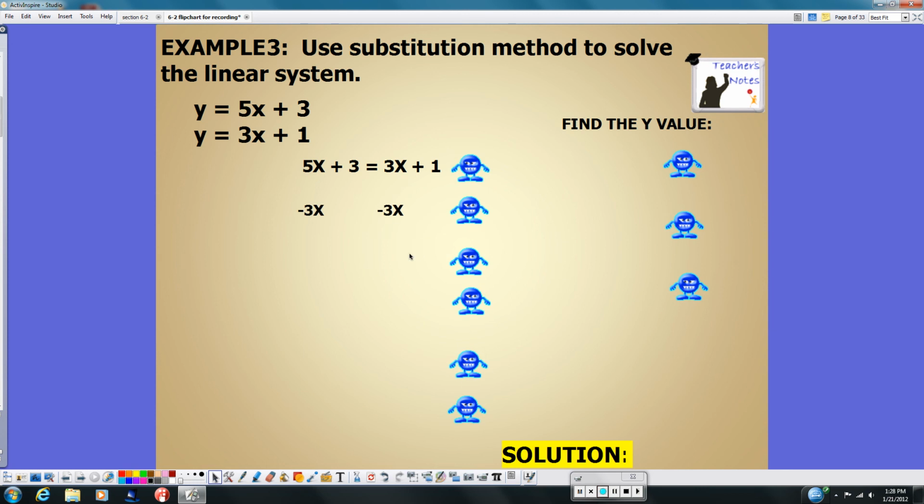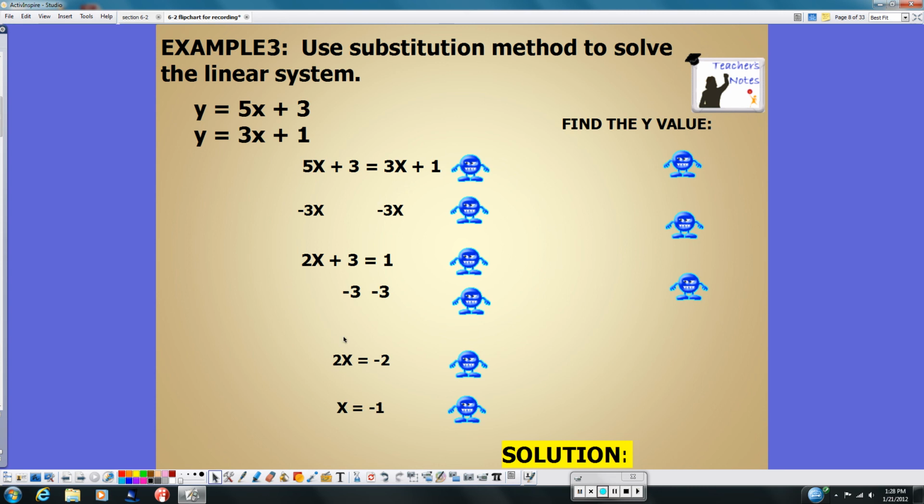We need to get the letters on the left by subtracting 3x from both sides. We get 2x plus 3 equals 1. Subtract 3 from both sides to get 2x equals negative 2, and finally dividing both sides by 2 to get x equals negative 1.